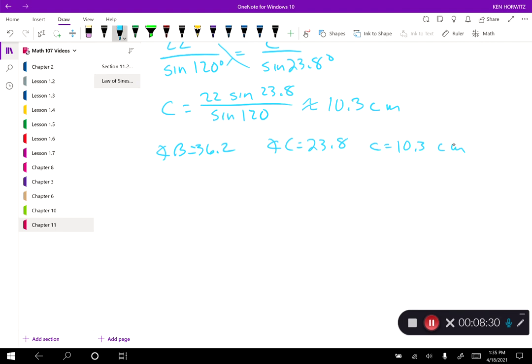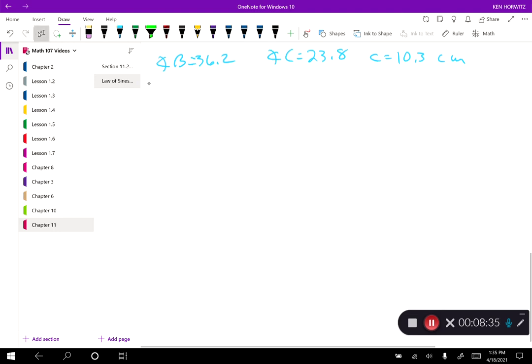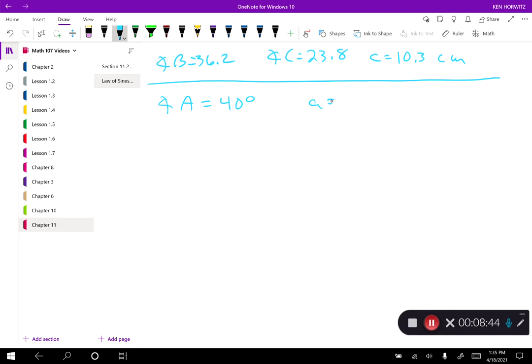All right, so situation 2 comes into play with a different example. Let's say angle A equals 40 degrees, side A equals 12 centimeters, and side B equals 15 centimeters. Since angle A is acute, we potentially have multiple possibilities.